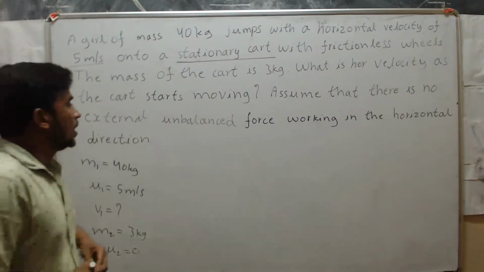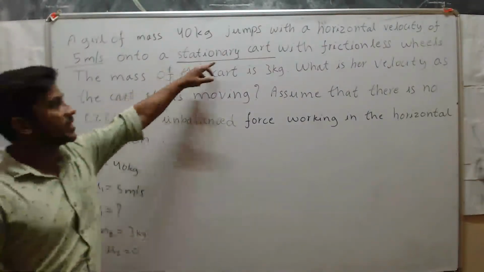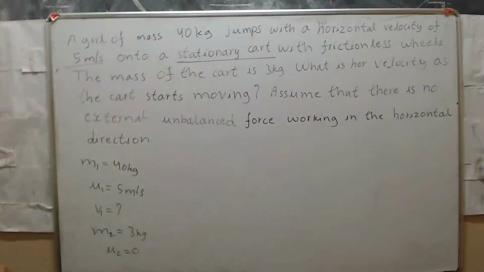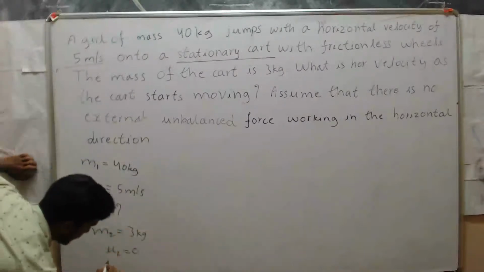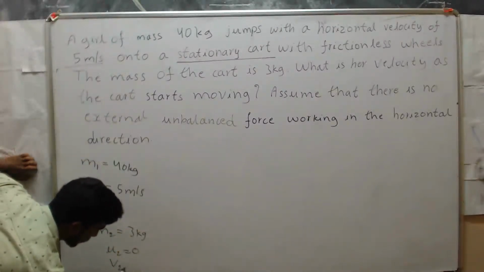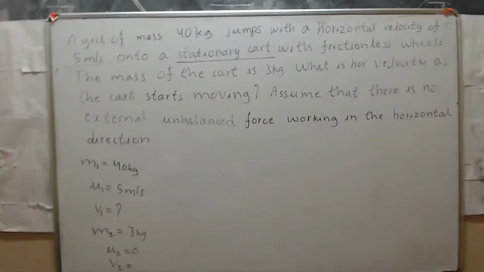See here. So u2 is equal to 0, because initially that cart is at rest. Next, mass is over. Then here we don't write final. I'll take the final velocity of that cart as v2. V2 means the final velocity of the cart.